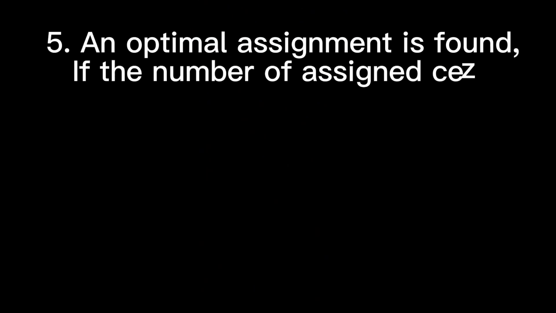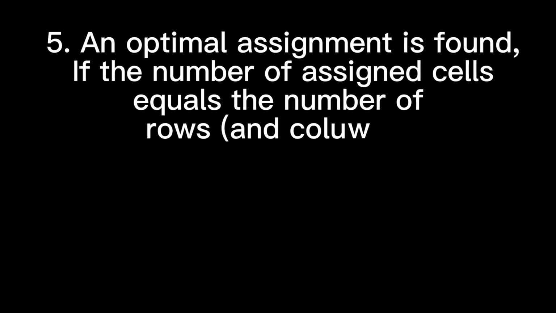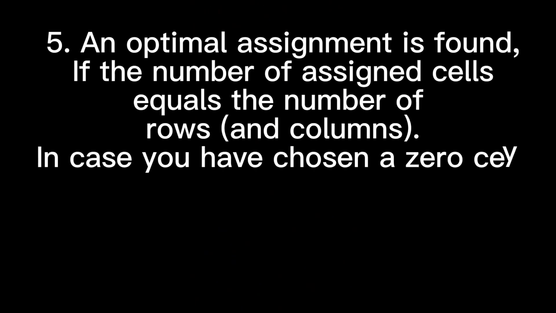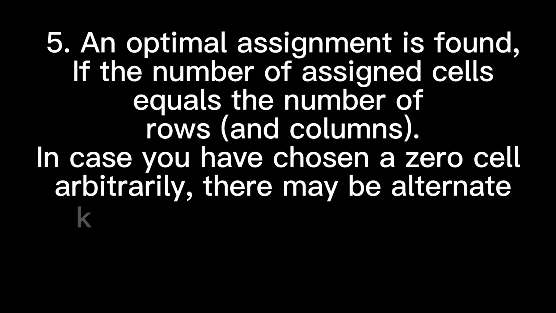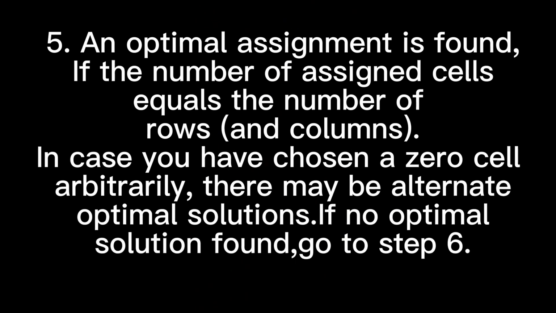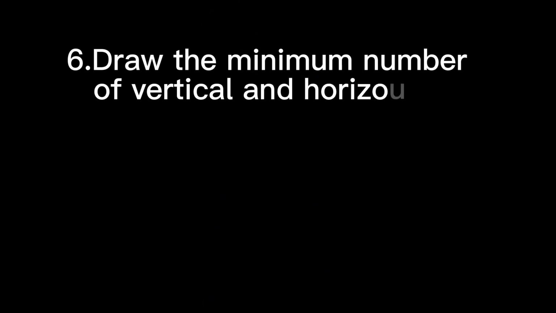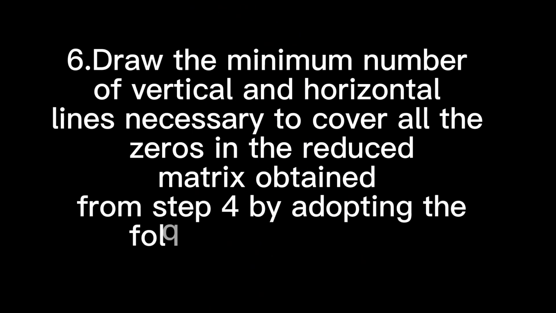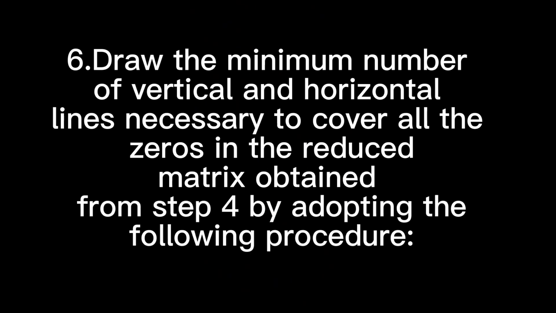Step 5. An optimal assignment is found if the number of assigned cells equals the number of rows and columns. In case you have chosen a zero cell arbitrarily, there may be alternate optimal solutions. If no optimal solution is found, go to Step 6. Step 6. Draw the minimum number of vertical and horizontal lines necessary to cover all the zeros in the reduced matrix obtained from Step 4 by adopting the following procedure.